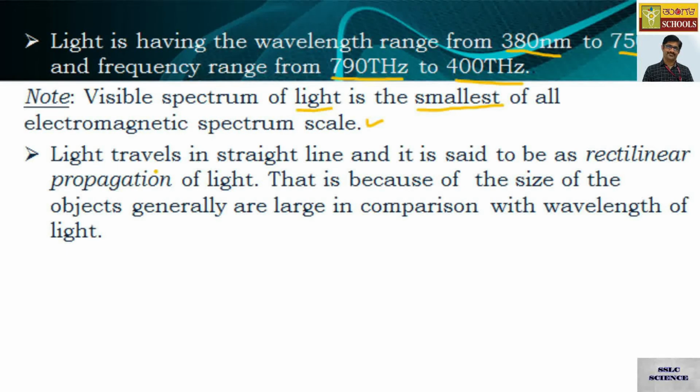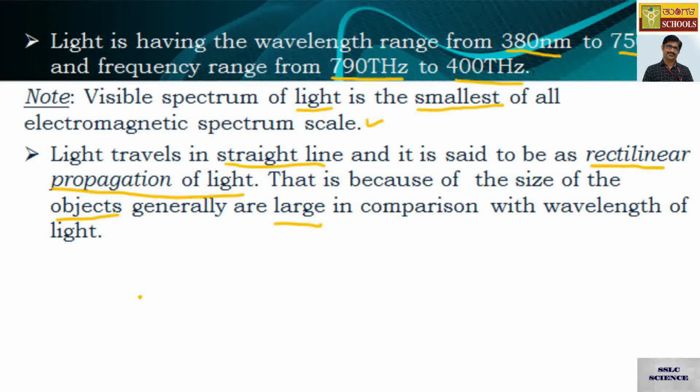Next point, light travels in a straight line and it is said to be the rectilinear propagation of light. Light moves in a straight line, so that is known as rectilinear propagation of light. Now the question arises, why does light move in a straight line, or why rectilinear propagation of light? That is because generally the objects are large in size in comparison with the wavelength of light.